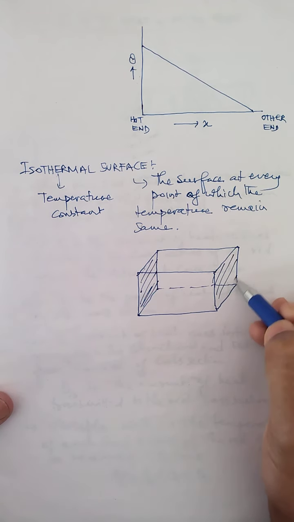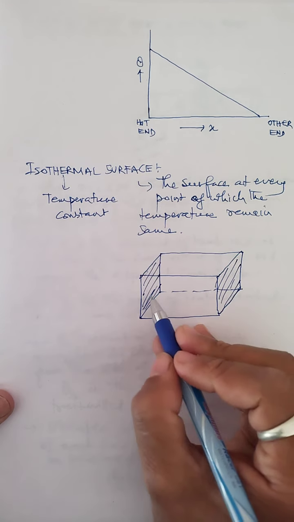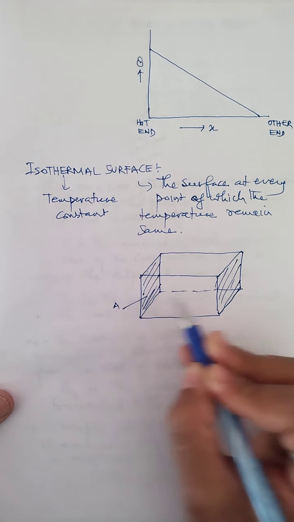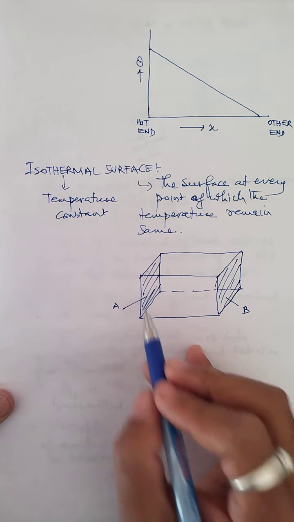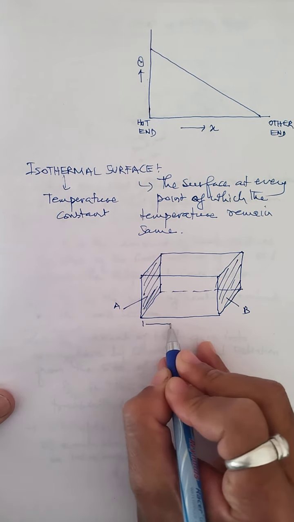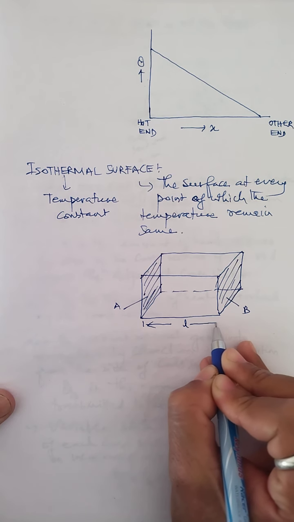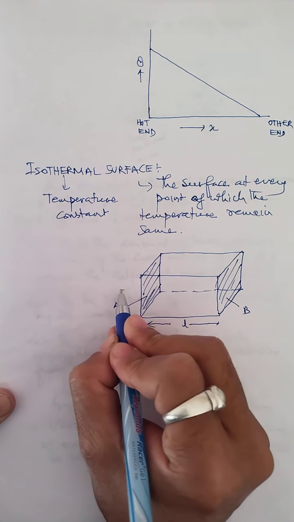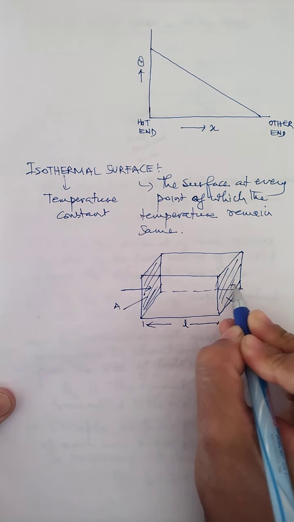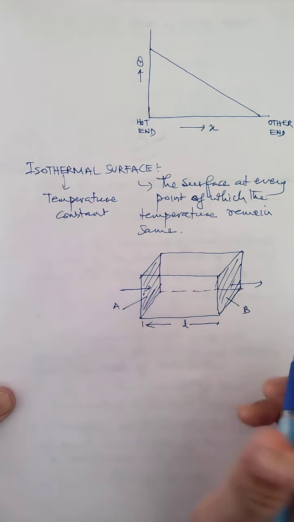This is the other cross surface. Now this surface is A, and I consider this surface B. These cross surfaces are separated by a distance, say, L, the distance between the two surfaces. And I consider that the heat is flowing perpendicular to the surface.